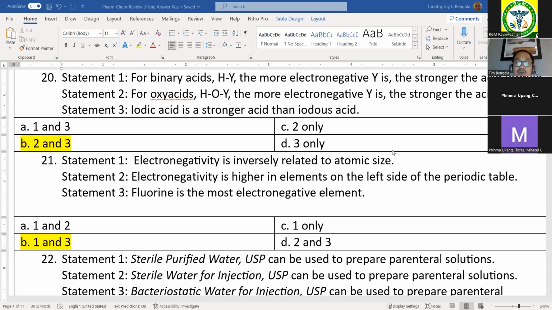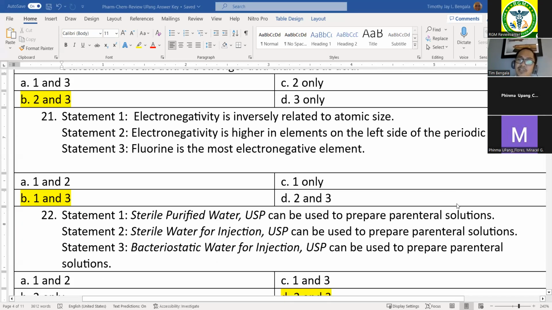And then 3, ito yung important trivia, no? And important to note, no? Because it explains a lot. So fluorine is the most electronegative element. So number 3 is also correct.